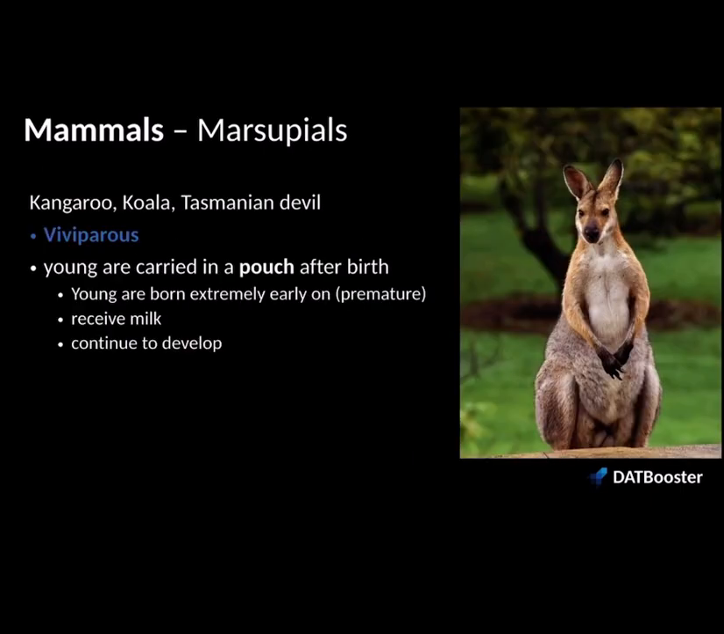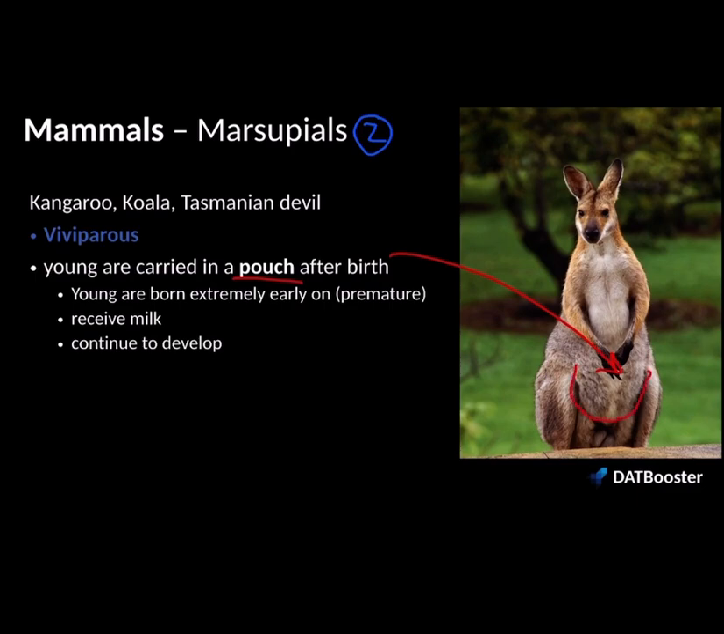The second group of mammals we need to know are the marsupials. These are going to be animals found in and around Australia. So the kangaroo, the koala, the Tasmanian devil are just a few key examples here. They are viviparous. Now what's unique here is that they carry their young in a pouch after birth, because the young are born extremely early on.